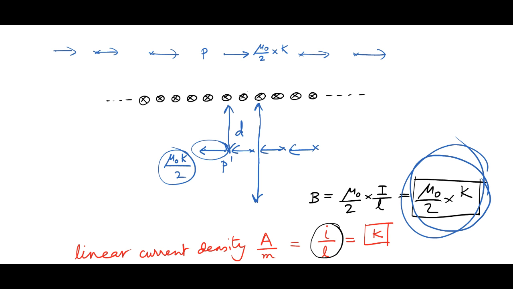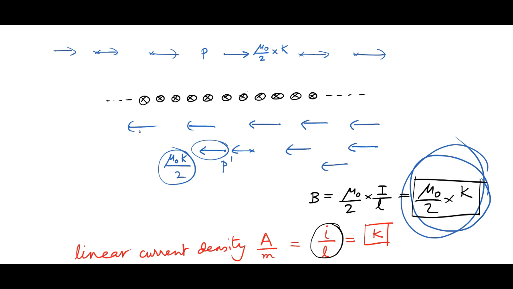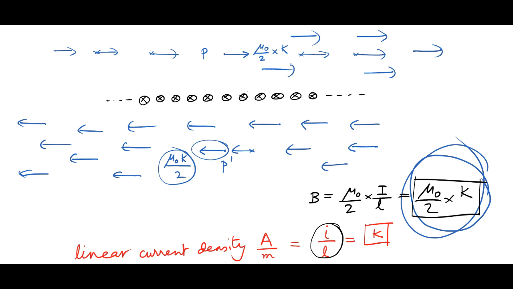Now this has an interesting implication. It would mean that wherever you go on the bottom of the plane, that is below this plane, the field is leftward, and it's equal to mu naught k by 2 everywhere. So that can be denoted by drawing such similar or identical arrows, all of them pointing towards the left. So the field is mu naught k by 2 leftwards everywhere below the plane, and similarly above the plane it's mu naught k by 2 everywhere towards the right.